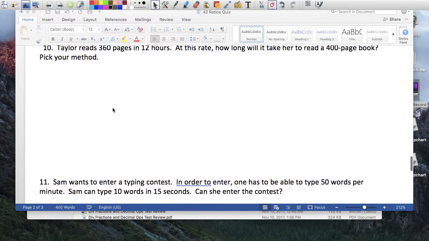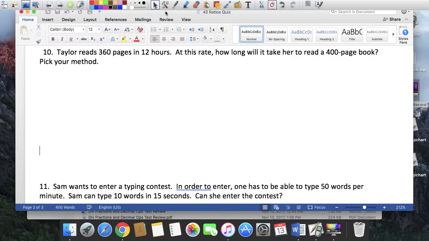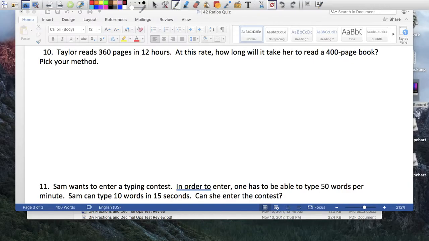Number 10. Taylor read 360 pages. So this one deals with using the unit rate to get other equivalent ratios. So here is how I would set it up. Taylor reads 360 pages in 12 hours. How long will it take her to read a 400-page book? So let's write that as a fraction. 360 pages, it takes her 12 hours.